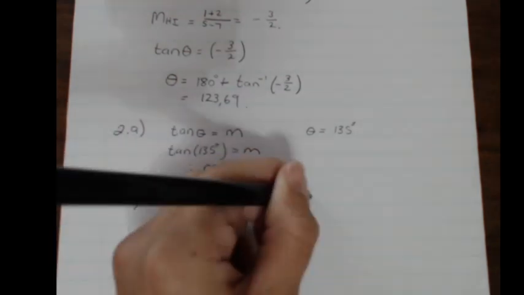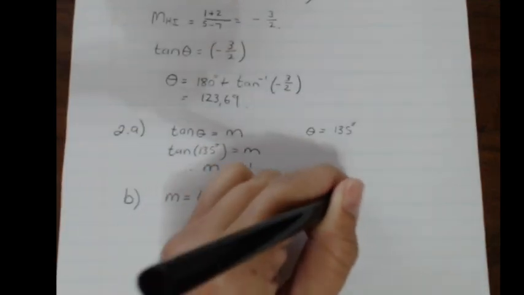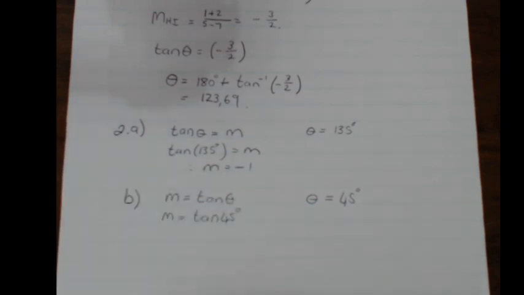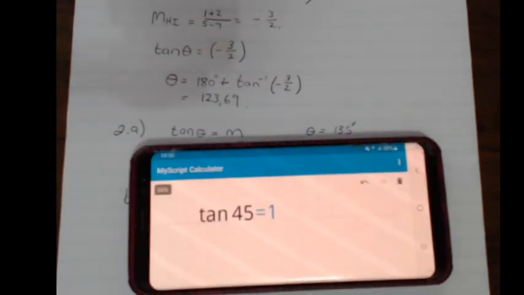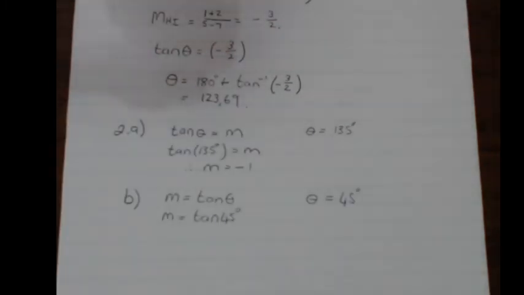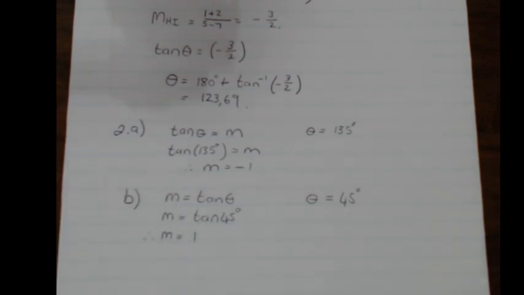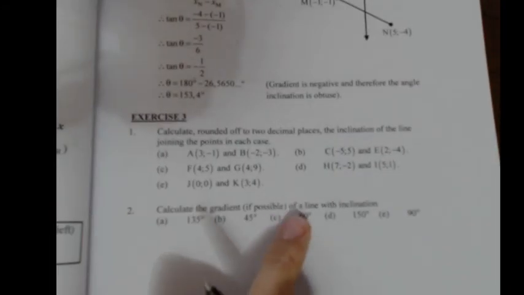Number B is gradient is equal to tan theta, where they give me the angle of inclination is 45. So M is tan 45. You can just tap that into your calculator. Tan 45 is 1. So this gradient is 1. Okay, easy enough. For all of these, you just type it into your calculator.